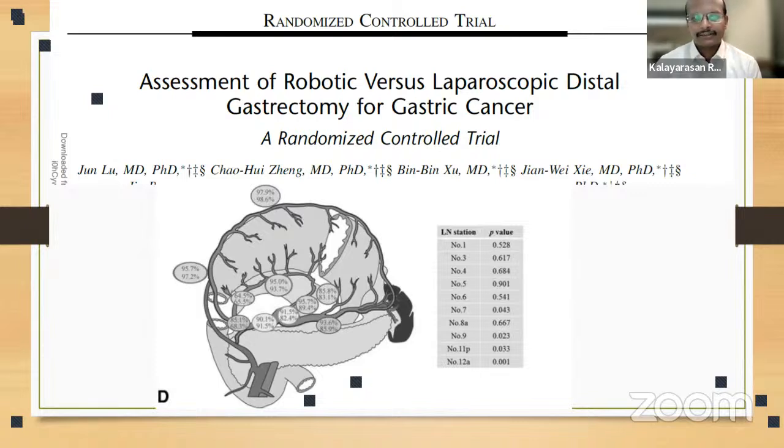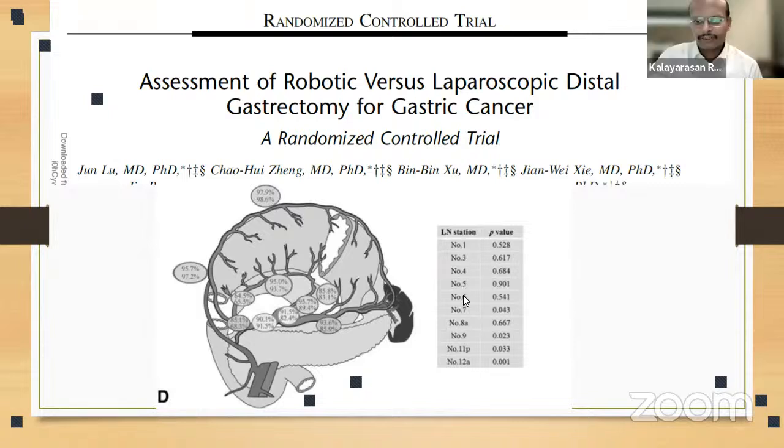Now, if you see the evidence, the robotic approach is helpful in certain lymph node stations. So we had an excellent lecture on the various lymph node stations. And if you see here, the numbers 1 to 6, which are the perigastric lymph nodes, there's not much difference between robotic versus laparoscopic. However, if you go to the stations 7 to 12, so this is precisely for the distal gastrectomy, which means we are not going to talk about the stations 11D or the station 2.